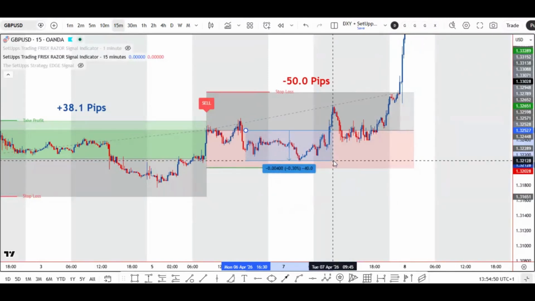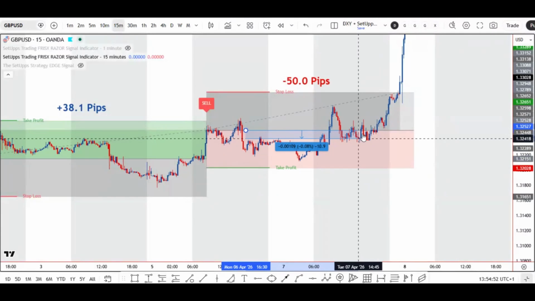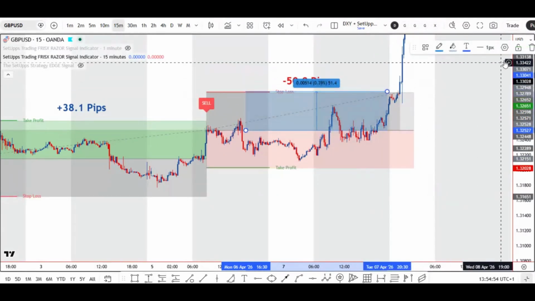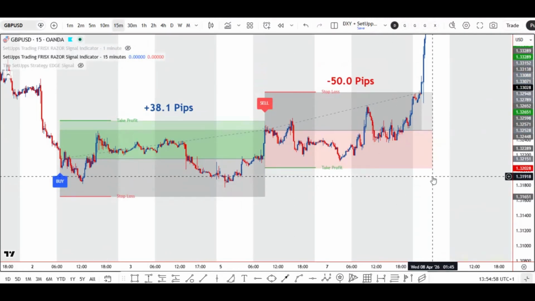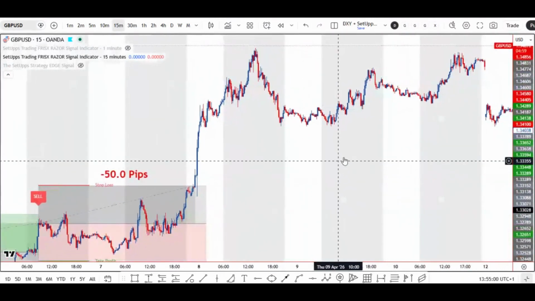So in this case, that did not hit TP, but went against and hit stop loss. So I'll call that a loss. Okay, so that's a loss. So we've had one win and one loss so far. So now we're in a negative.